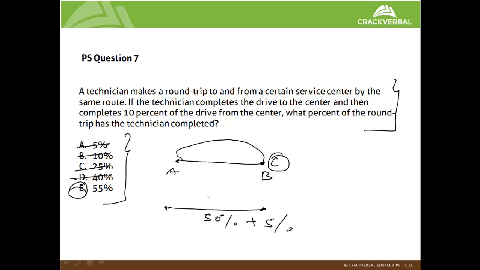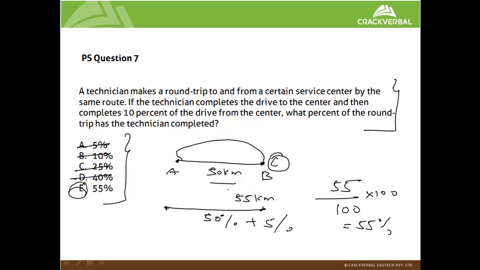So basically if we had the distance from here to here as say 50 kilometers or 50 miles, whatever you want to take, now 10% of the 50 kilometers he has completed, which is nothing but another 5 kilometers, totally 55 kilometers. So 55 kilometers out of the total distance, which is A to B, 50, and B to A, which is around 100 kilometers, will be the total distance. So 55 divided by 100 times 100 will be 55%. So that's it, the answer is E.